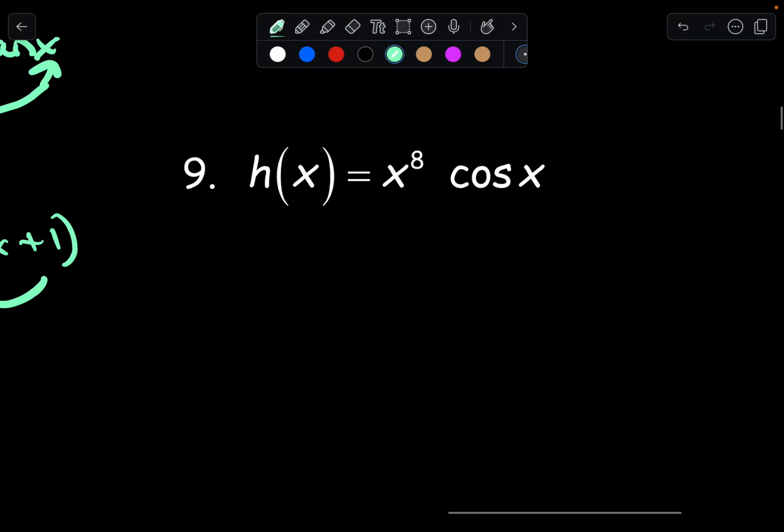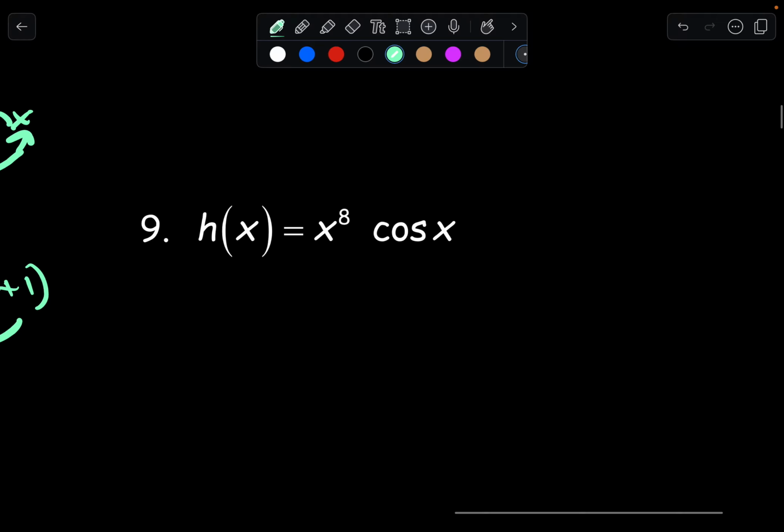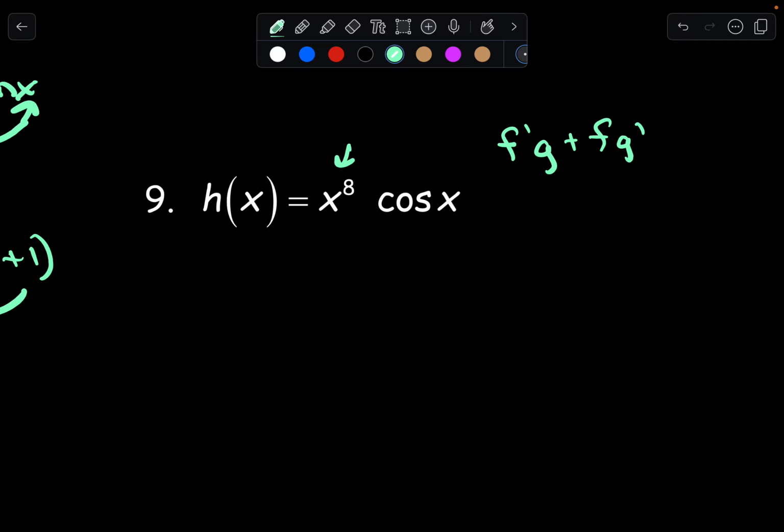Number 9, we have h of x is equal to x to the power of 8 times cosine of x. So I think this is the first product rule that we have, which that's crazy. This probably should have been the first one, but so product rule, recall f prime times g plus f g prime, okay? So x to the power of 8 will be f, cosine will be g. So we'll have h prime of x. The derivative of x to the power of 8 is 8 times x to the power of 7. Again, you've taken a derivative. Each term gets one derivative, okay?